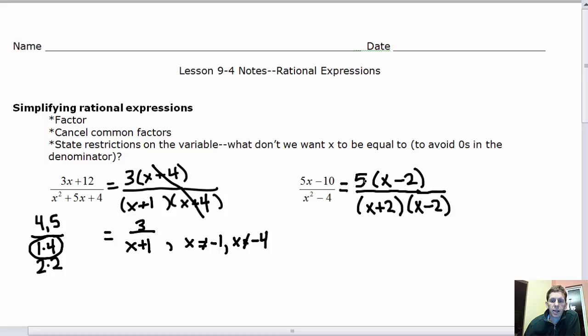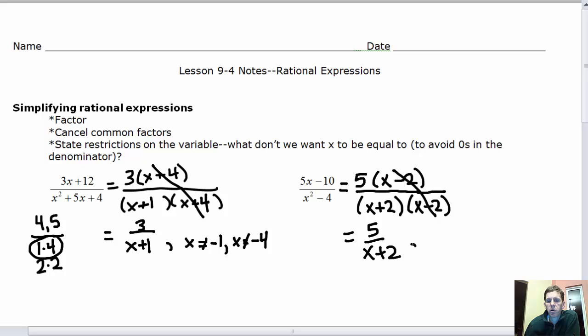So here we can take a common factor of 5 out of the numerator. We have x minus 2 in parentheses. In the denominator, we have a difference of squares. This would factor into x plus 2 times x minus 2. To simplify this expression, we will cancel out the common factors of x minus 2. What we're left with is 5 over x plus 2.